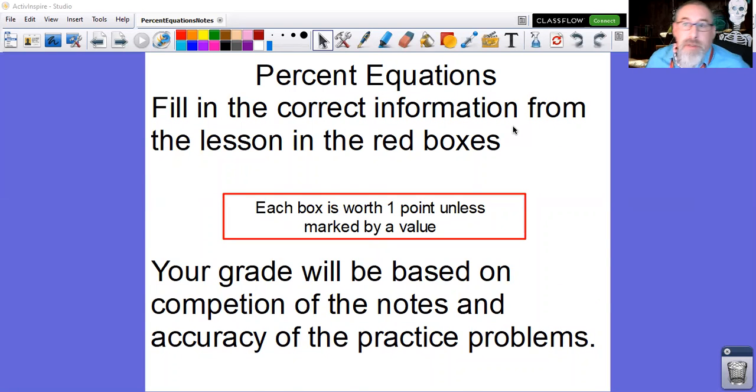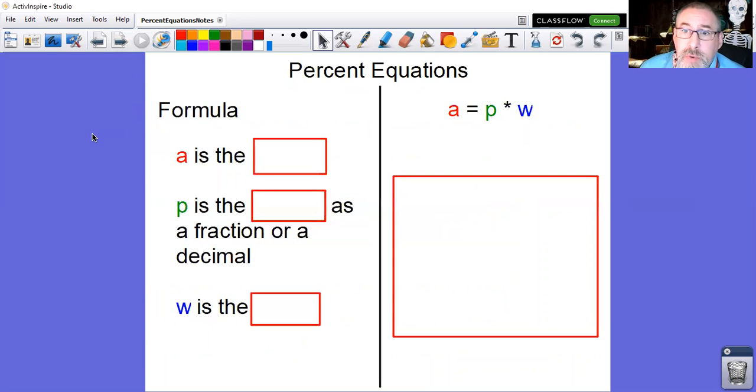Today's lesson is going to be percent equations. Like before, fill in your blanks and do the problems. So, percent equations are things that we can use to help with percent problems.